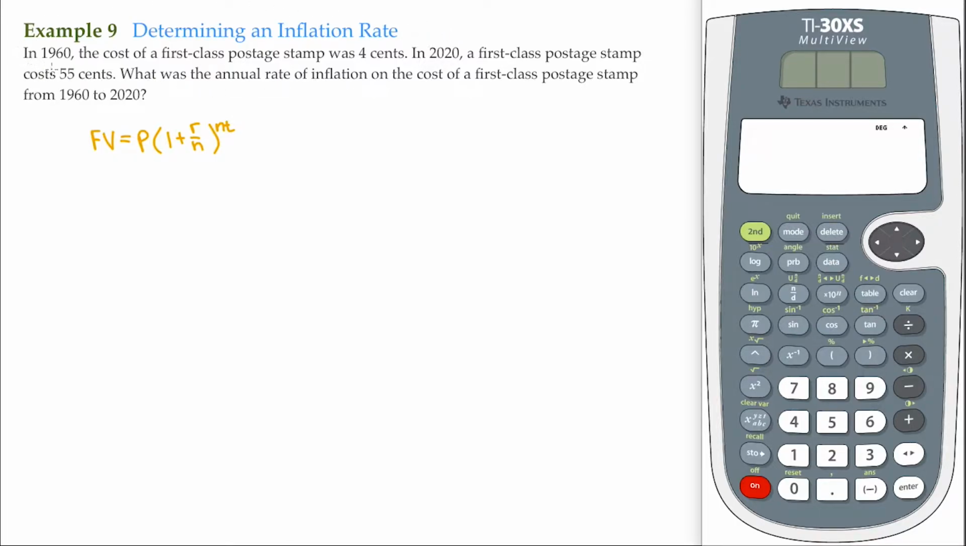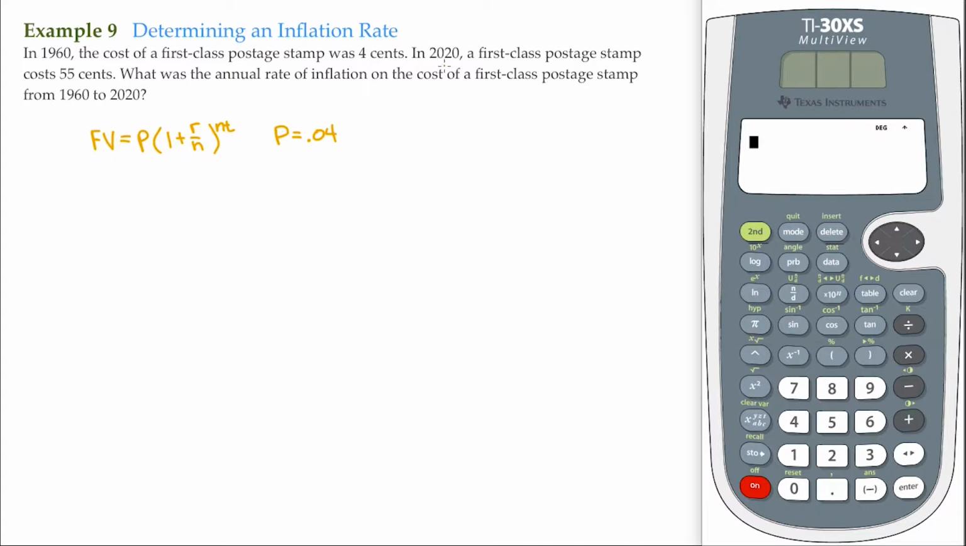So in 1960, the cost of a first-class postage stamp was 4 cents. So that was the initial amount right there. Start out at 4 cents. I'm going to put down P, and here is 4 cents, 0.04 of a dollar.